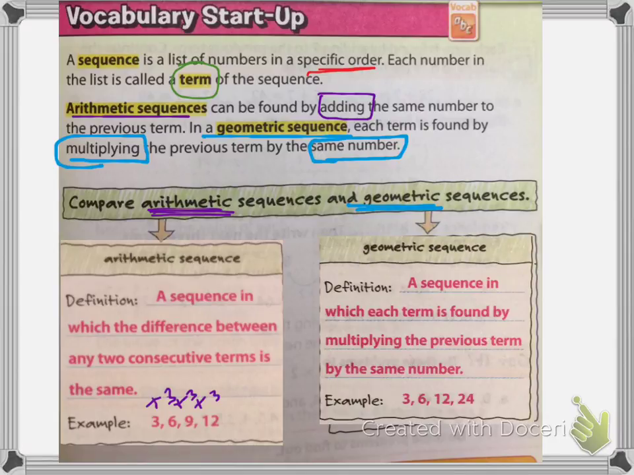And now you can see that the definition for geometric sequence is here, and it says a sequence in which each term is found by multiplying the previous term. So again, we have that word multiplying. And that goes with geometric here. And in purple, we had the arithmetic.